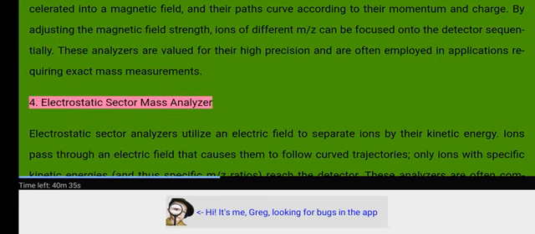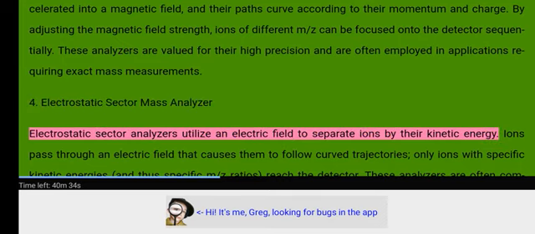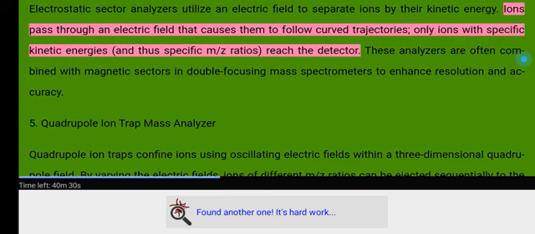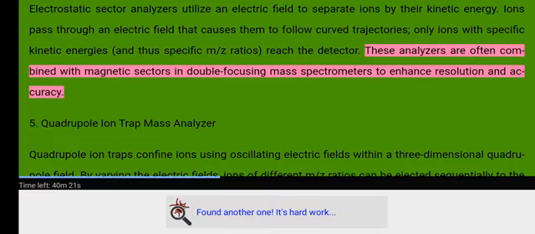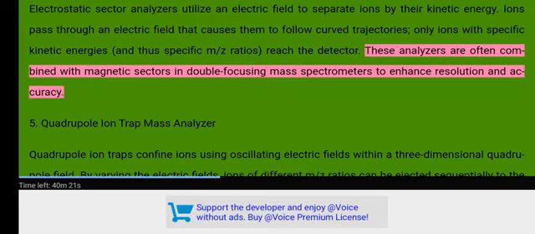4. Electrostatic sector mass analyzer. Electrostatic sector analyzers utilize an electric field to separate ions by their kinetic energy. Ions pass through an electric field that causes them to follow curved trajectories. Only ions with specific kinetic energies, and thus specific m/z ratios, reach the detector. These analyzers are often combined with magnetic sectors in double focusing mass spectrometers to enhance resolution and accuracy.